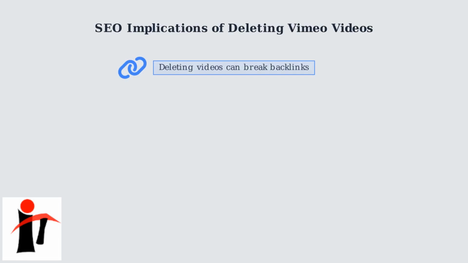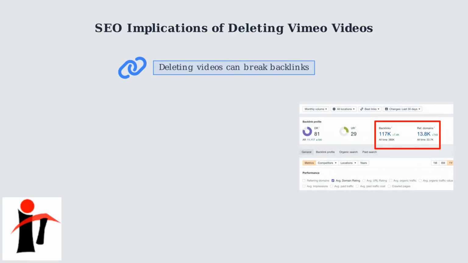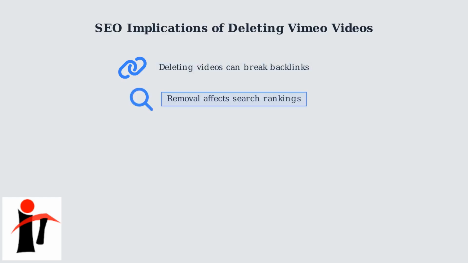Deleting Vimeo videos can significantly impact your SEO performance. When you remove a video, it can break backlinks that point to that content, potentially reducing your site's authority. The removal of content also affects your search rankings, as Google may no longer index that page, leading to a drop in visibility for related searches.